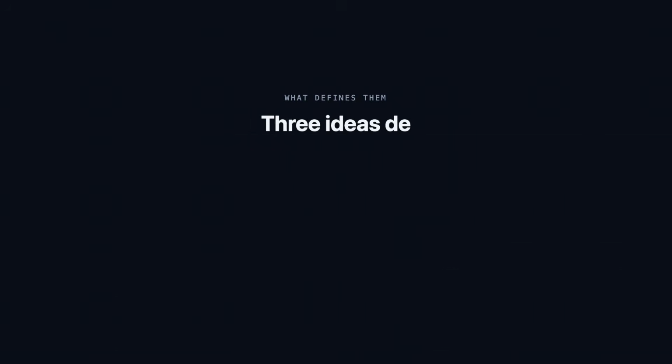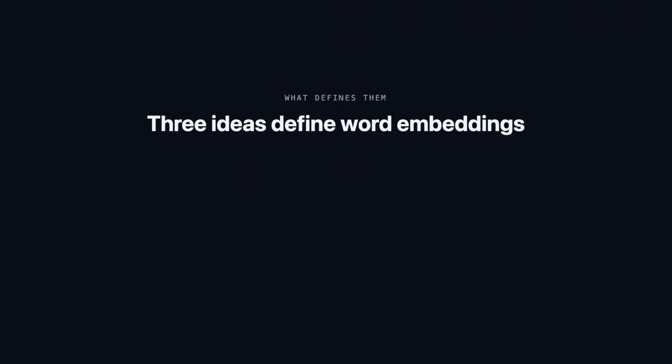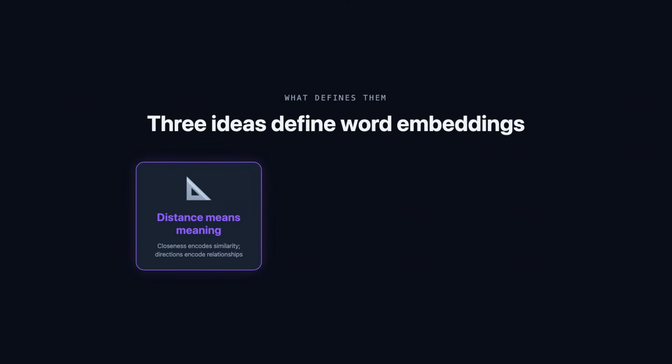Strip it down, and three ideas define word embeddings. They are dense vectors where distance reflects meaning. Instead of a sparse slot per word, each word is a few hundred coordinates, and closeness in that space encodes similarity, while directions encode relationships like the classic king, man, woman, queen analogy.